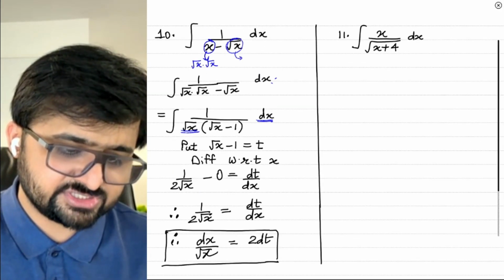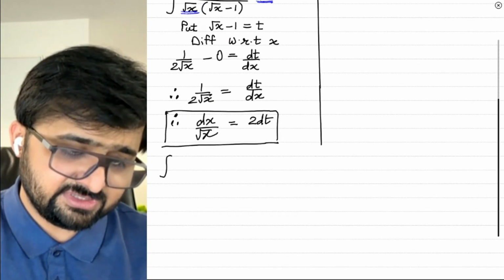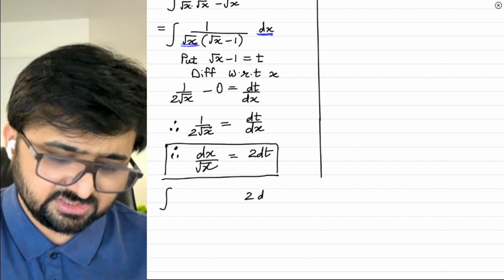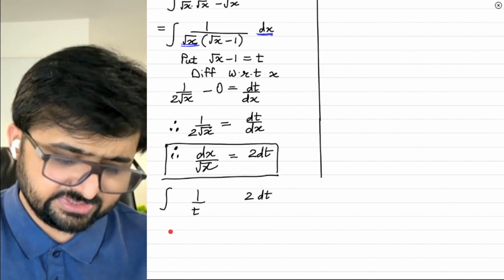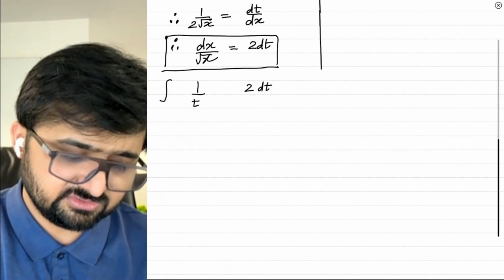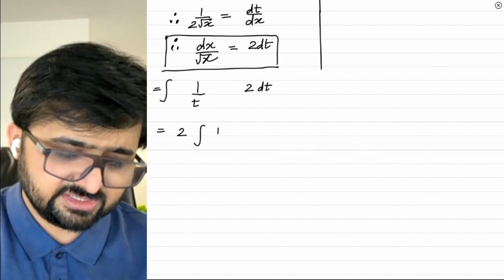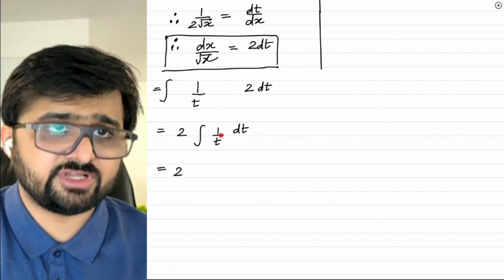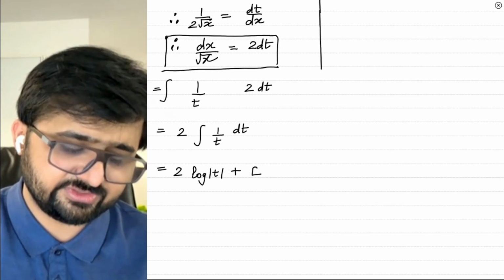Now convert the entire integral in terms of t. So we have integration of dx upon square root of x, which is 2 dt, and this 1 upon this is t. So this is 1 upon t. Very easy to integrate now. This 2 can be taken out because it's a constant. So this is equal to 2 times the integral of 1 upon t dt. The integration of 1 upon t is log mod t plus a constant of integration c.